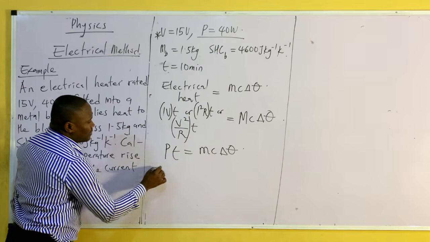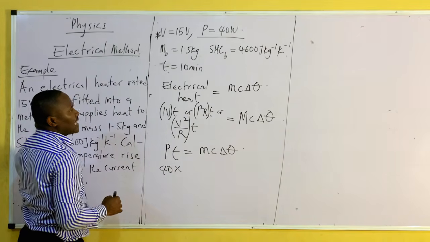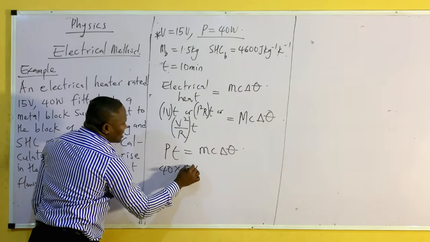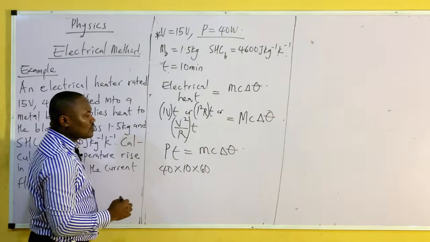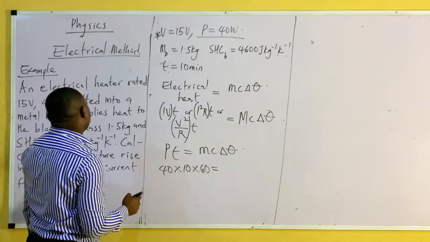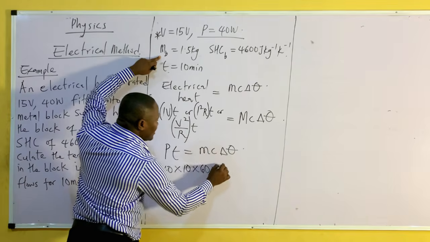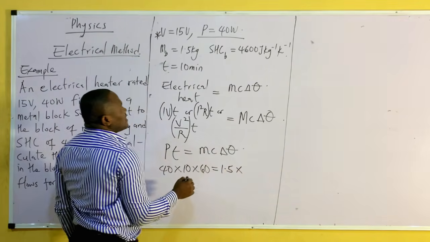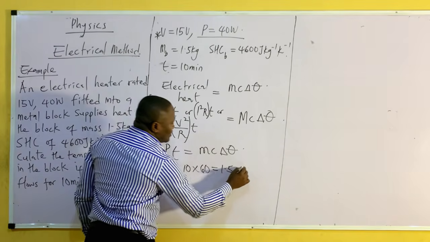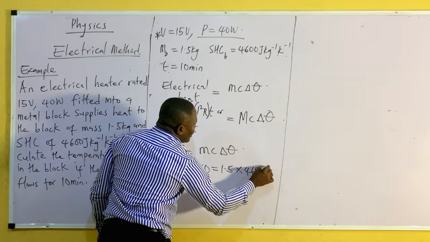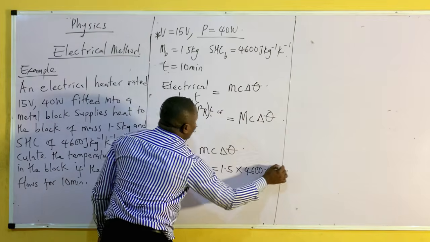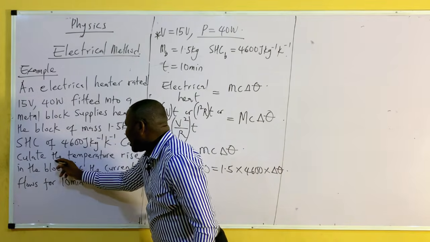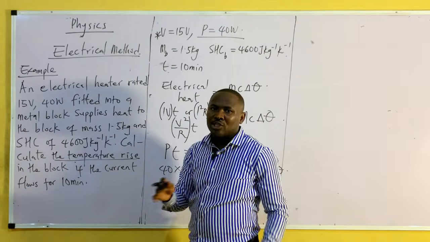What is my P? My P is 40 watts times my time. My time is 10 minutes, which will now be 10 times 60 to convert to seconds. What's the mass of the block? The mass of the block is 1.5, times the specific heat capacity of the block, 4600, times change in temperature. Note that the change in temperature is what is referred to as the temperature rise.